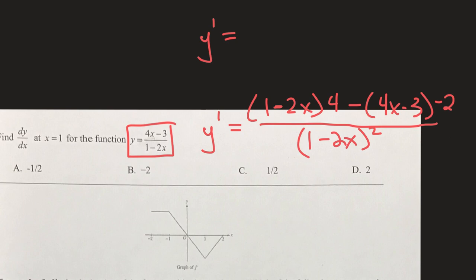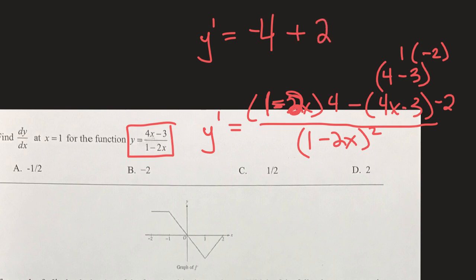So when we're plugging in 1, let's see what we get. We get 1 minus 2, which is -1, times 4 is -4. Minus, here, 4 minus 3, because 4 times 1 is 4. 4 minus 3 is 1. 1 times -2 is -2. So this becomes a 4 plus 2 in our numerator. And on the bottom, 1 minus 2, so that's -1 squared, which is 1. So when we do all this fabulous stuff, -4 plus 2 is -2.